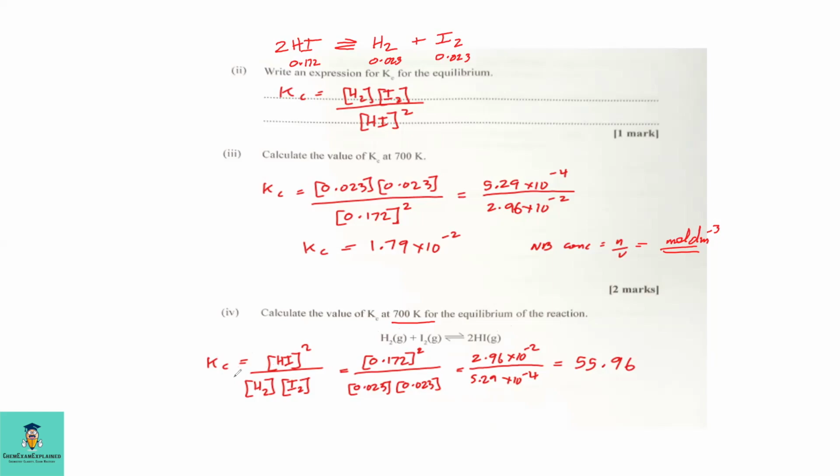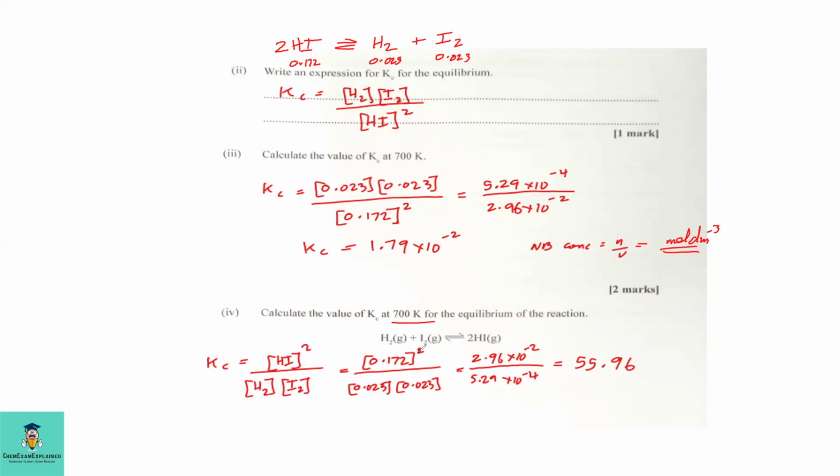So the expression would be the product of the products raised to their coefficient, that is HI squared, divided by the product, the multiplication, of the reactants raised to their coefficient. And of course, we plug in the same values and calculate it, and we now get 55.96. Now, you're probably asking, where's my unit?